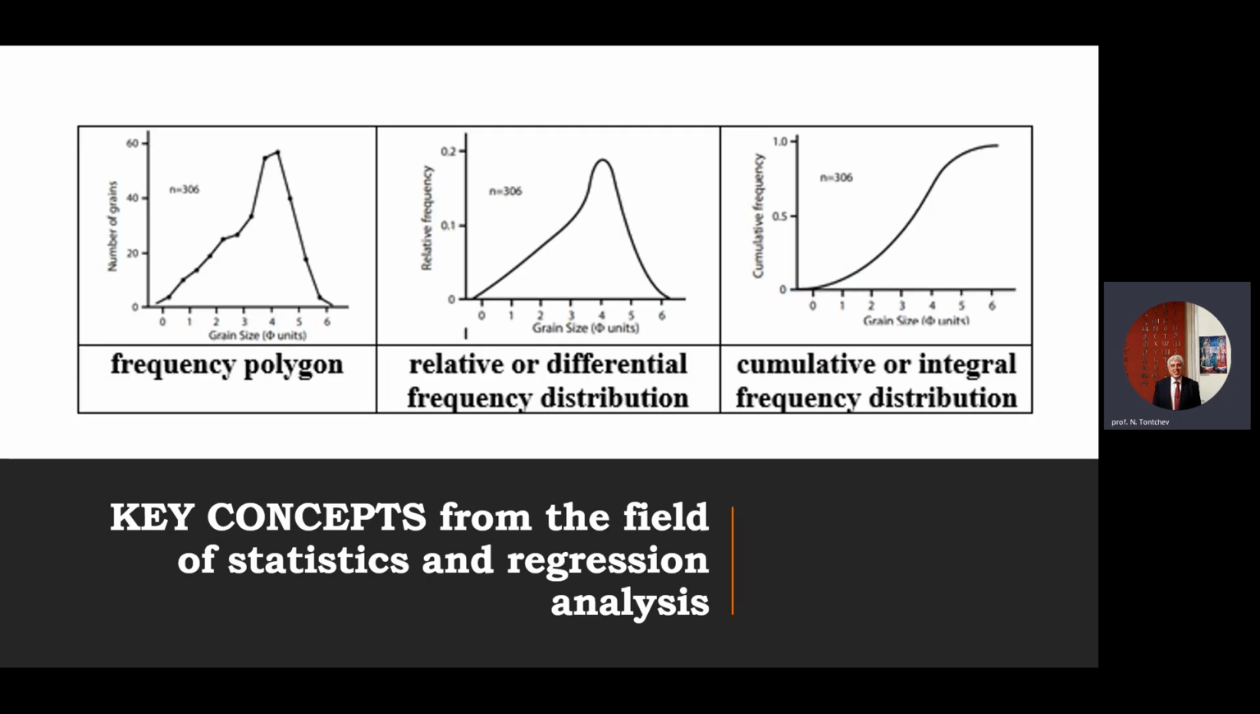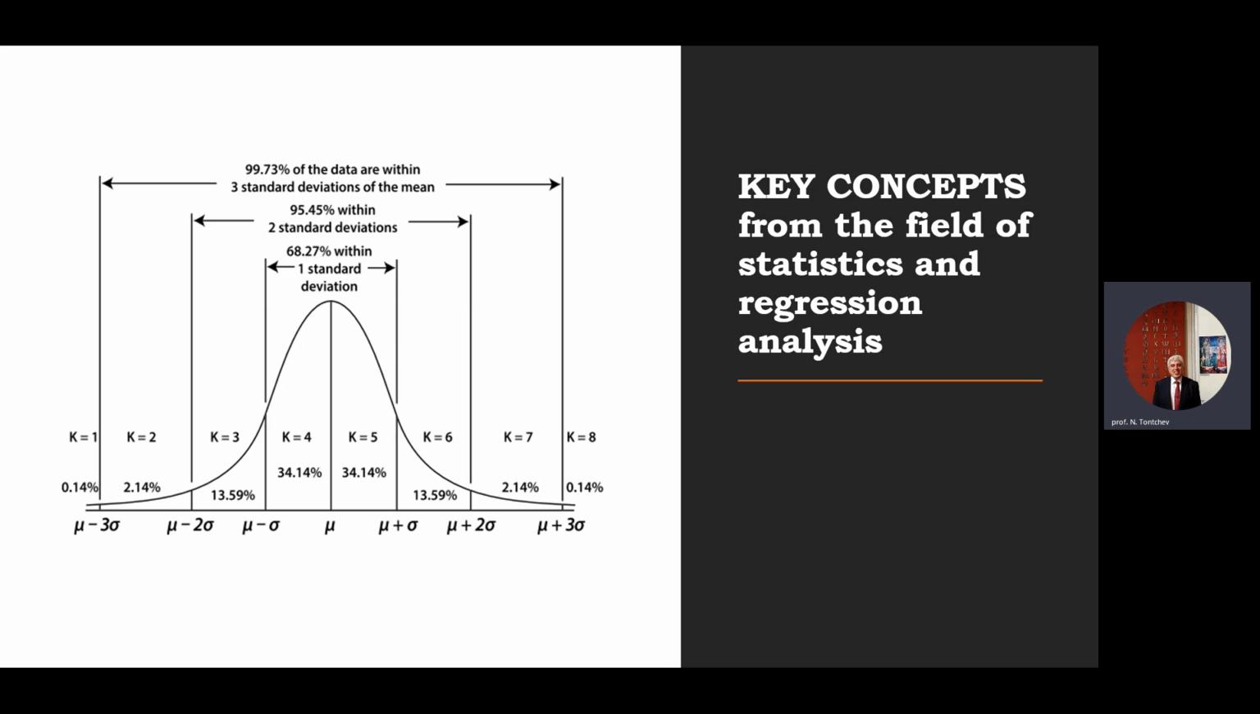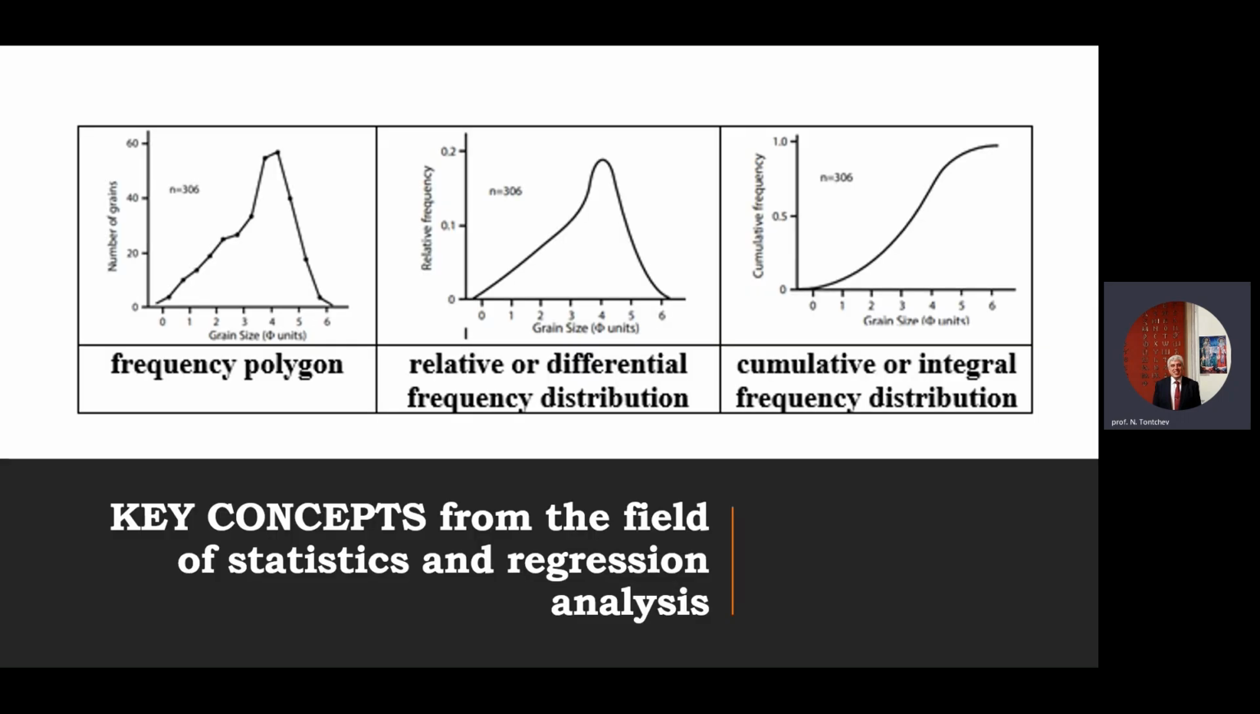Fourth, widely used distributions in research and engineering include the binomial distribution, which governs discrete processes involving a fixed number of independent trials, each with only two possible outcomes. It estimates the odds of getting different combinations of n things taken x at a time. The frequency distributions for the data are listed in the figure and include a frequency polygon, relative or differential frequency distribution, and cumulative or integral frequency distribution.